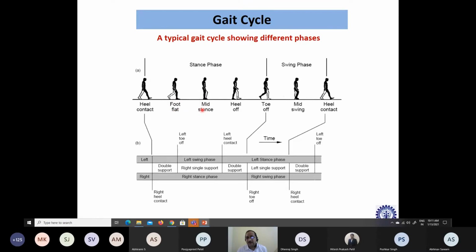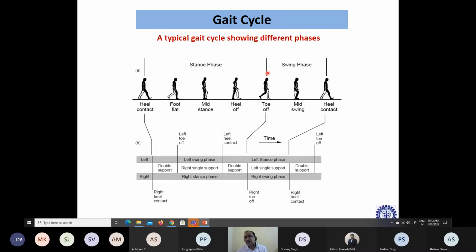After that, it is mid stance. Then you can see already that the heel is trying to take off. It's starting to take off, has not totally taken off, but has started to. And then the toe comes off the ground. If we concentrate on the right foot only, this part from heel strike to toe off constitutes the stance phase.